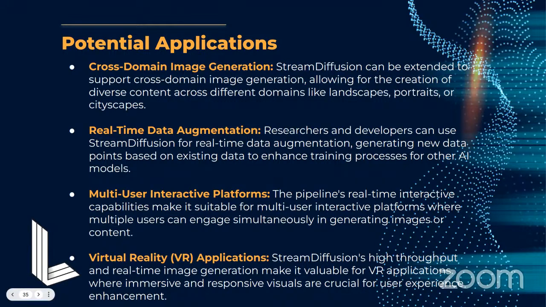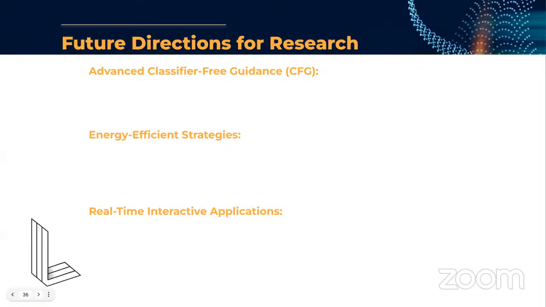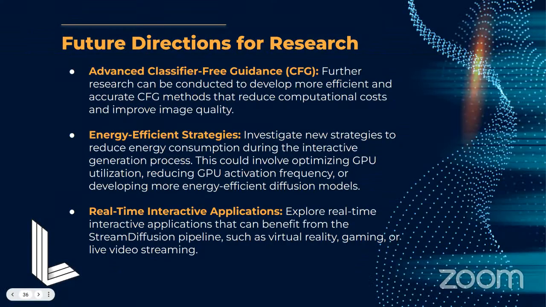The last potential application we have is in VR, that is virtual reality, where stream diffusion's high throughput and real-time image generation make it valuable for VR applications, where immersive and responsive visuals are crucial for enhancing user experience. So those are the potential applications we highlighted for stream diffusion. We know we have the limitations, but with these applications in place, there are some areas we can improve and make sure that machine learning and AI are helping the industry.